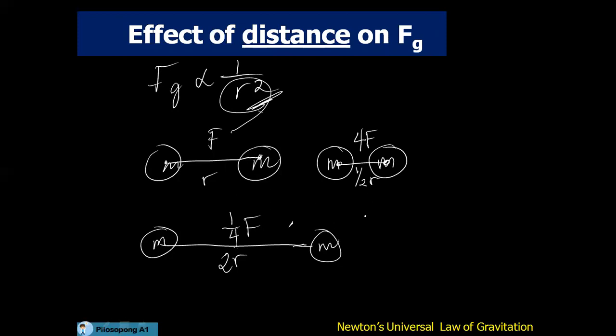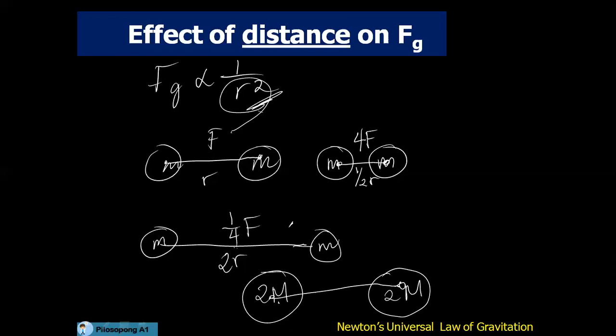So you can also have this case where we have an object that has twice the mass and then another object that has twice the mass. Though you increase the force since you are increasing the mass, you double the distance between them, you'll just get a value of F similar to case A.